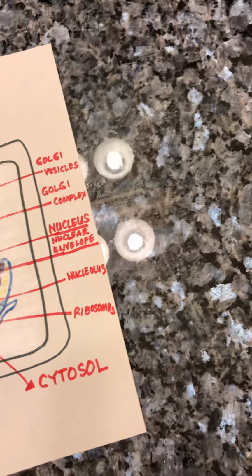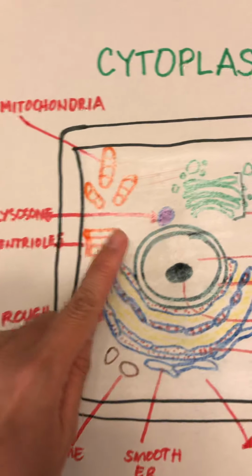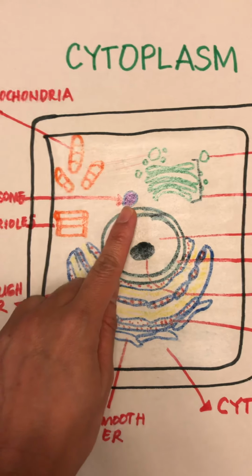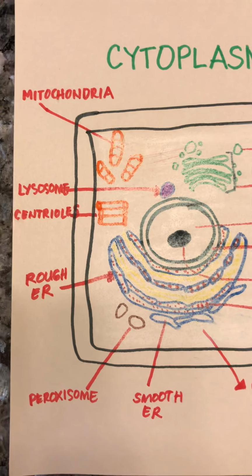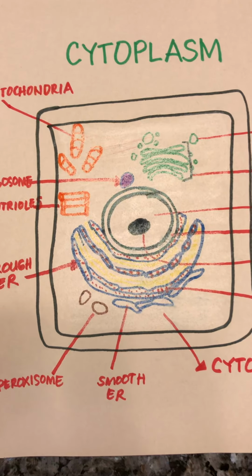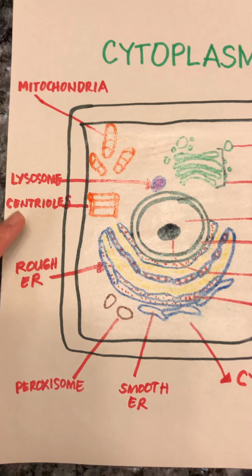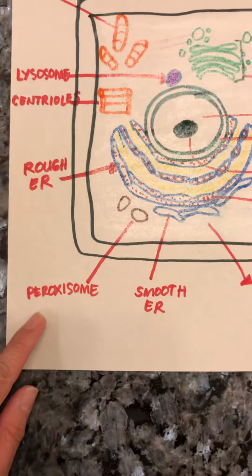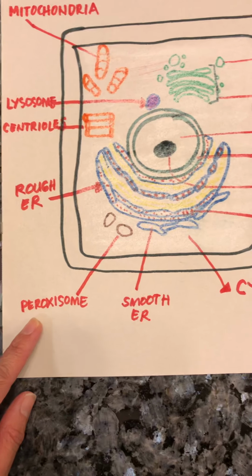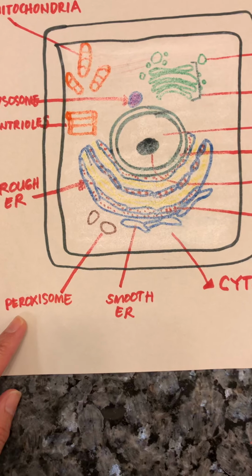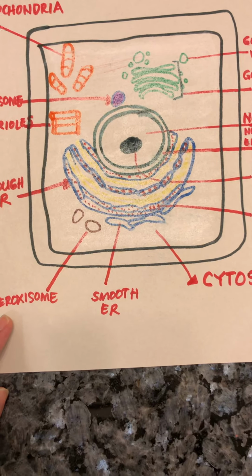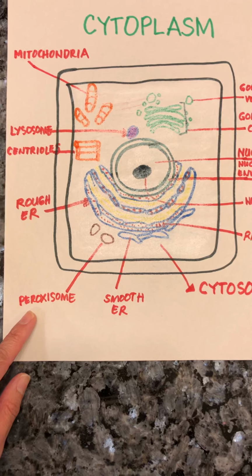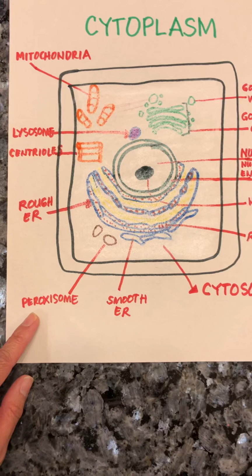Okay, next we have lysosome. Lysosomes are specialized type of Golgi vesicles that travel around the cell and break down organelles and particles. So that's the lysosome. Then we have the peroxisome. Peroxisomes resemble lysosomes. They are produced by the endoplasmic reticulum. They detoxify cells by producing hydrogen peroxide to break down particles.